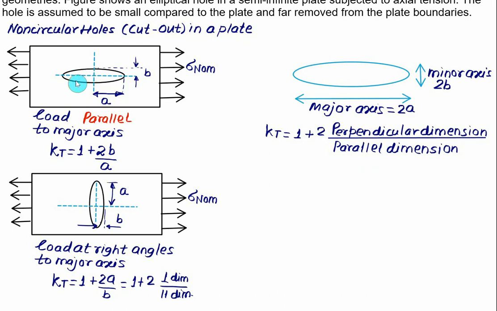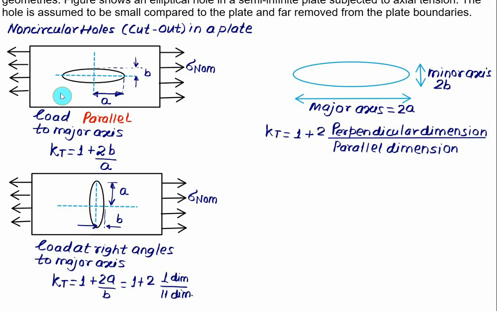If you want to develop the formula for this one, we have 1 plus 2 times the perpendicular dimension to the load, which will be equal to B, divided by A. This time the perpendicular dimension is equal to A divided by B. So naturally, if you compare the ellipse in a horizontal position and the ellipse in a vertical position, this value of KT will be higher here because A is a larger dimension as compared to B. And in this case, we have 1 plus 2 times B, and B is a smaller value. So the theoretical stress concentration factor in this case will be smaller as compared to the elliptical hole if we made it vertical.